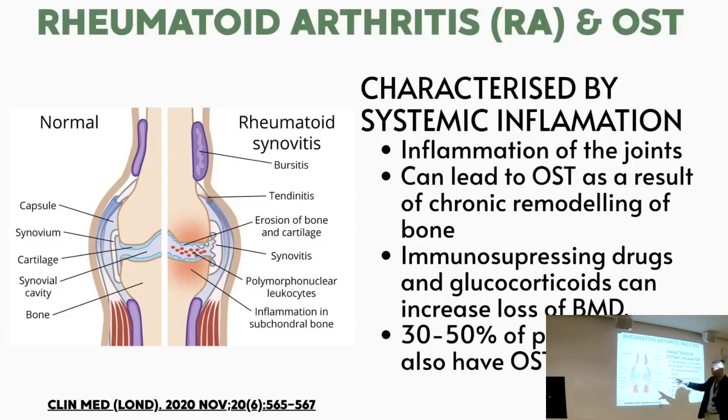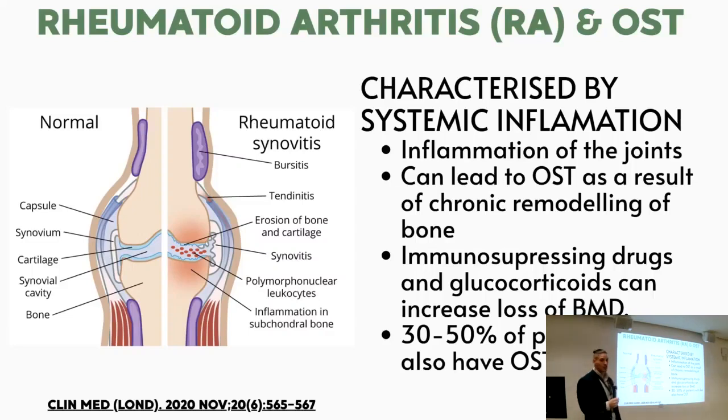We can get issues such as synovitis, so the synovial fluid within the joint becomes inflamed. You can also get bursitis, tendinitis, where around the joints it becomes extremely inflamed. Now, over time, this can lead to osteoporosis around the joints as a result of this sort of chronic remodeling which takes place, so that osteoblasts and osteoclasts are always hanging around there.